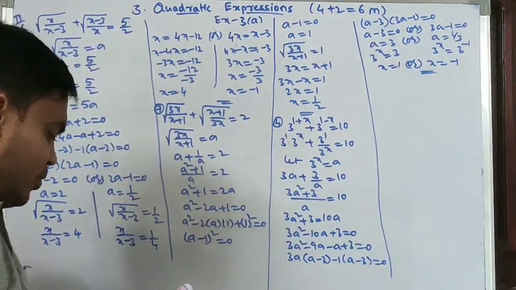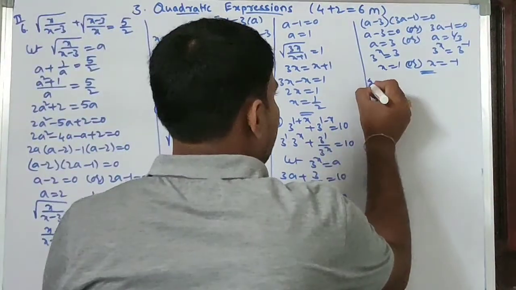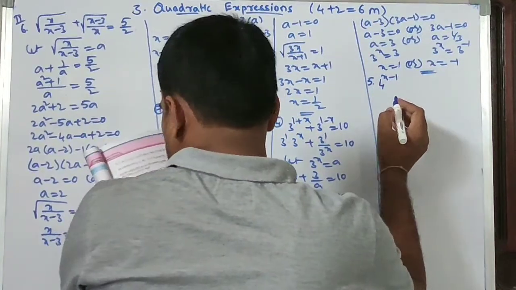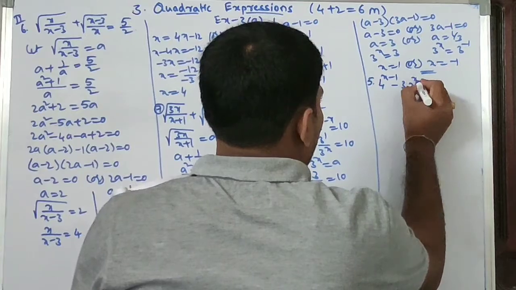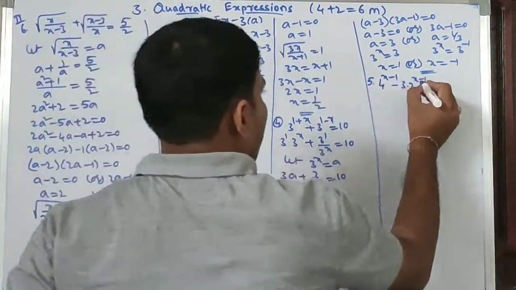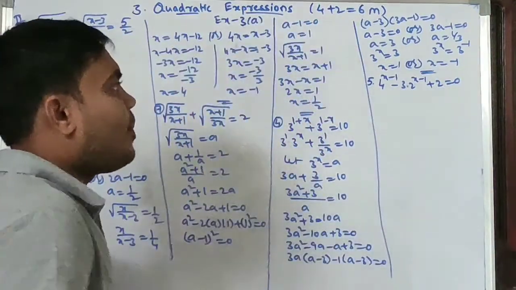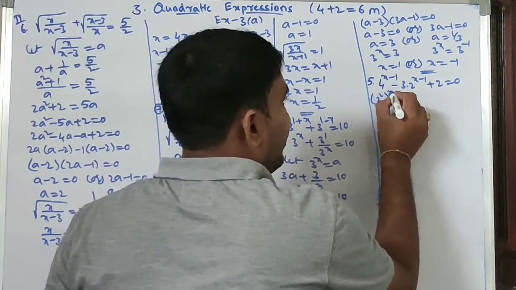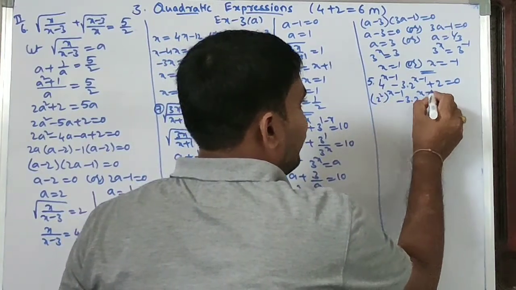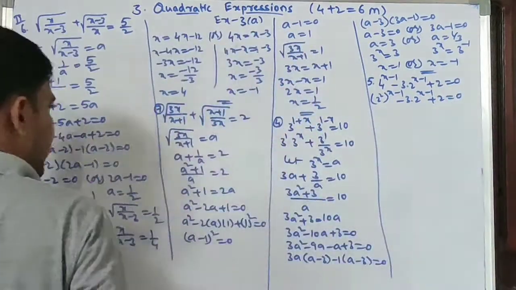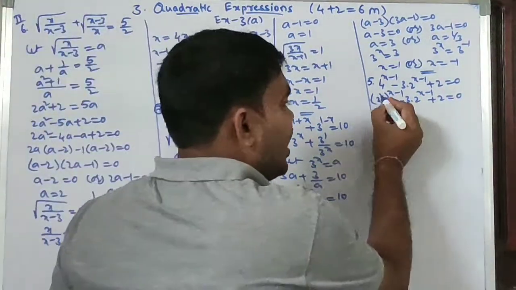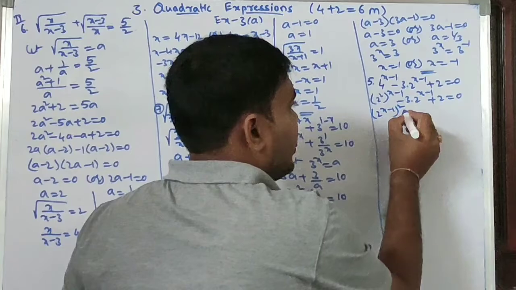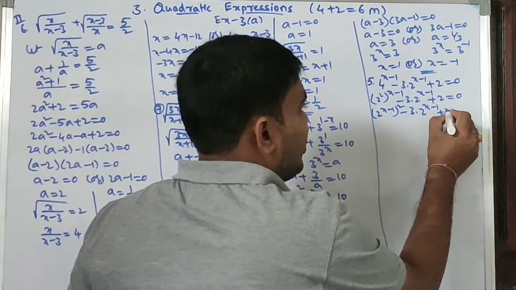Next, a similar kind of question, the fifth one. 4 power x minus 1 minus 3 into 2 power x minus 1 plus 2 equal to 0. I write this 4 as 2 square, whole power x minus 1, minus 3 into 2 power x minus 1 plus 2 equal to 0. A power m whole power n is a power mn. So I write this as (2 power x minus 1) whole square minus 3 into 2 power x minus 1 plus 2 equal to 0.